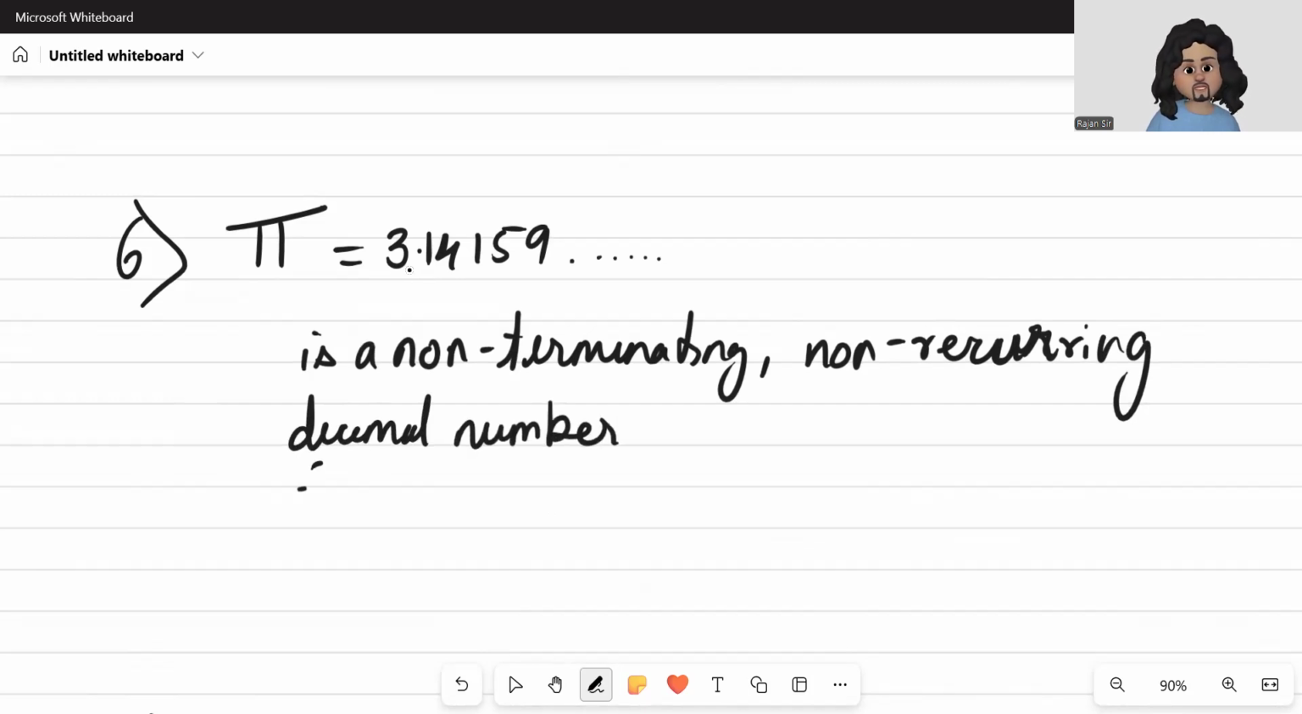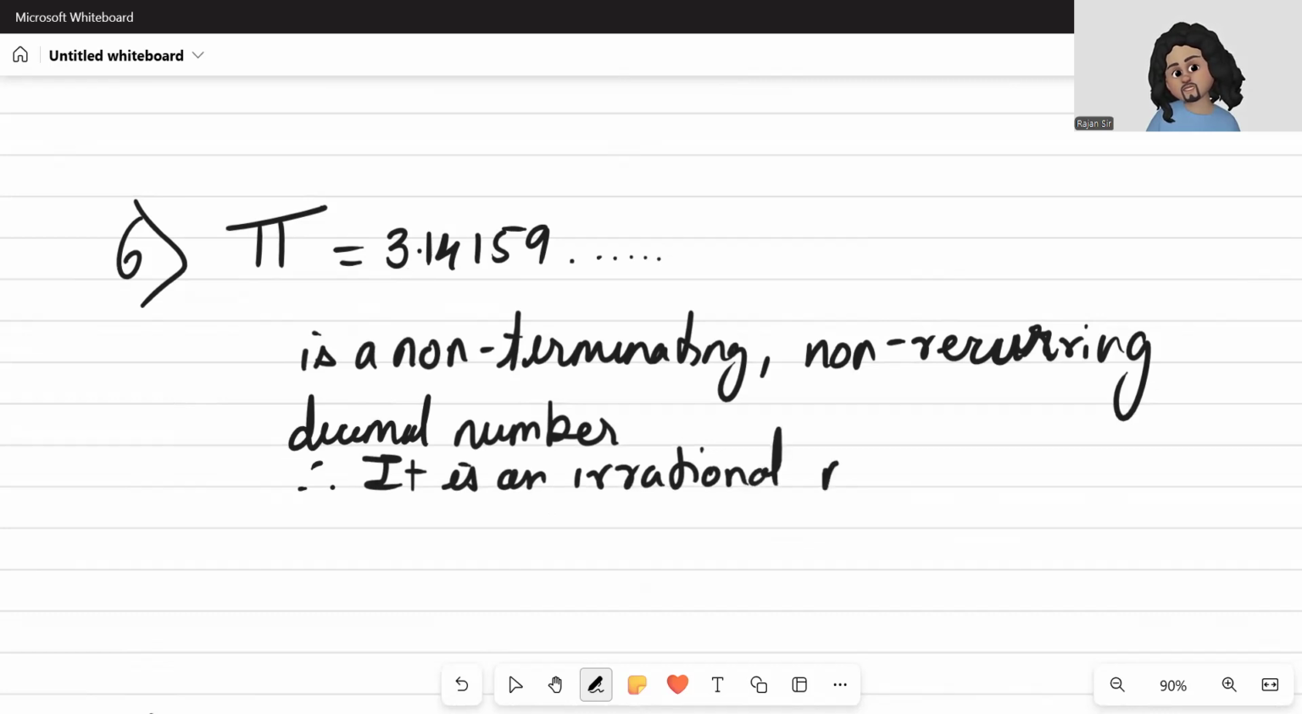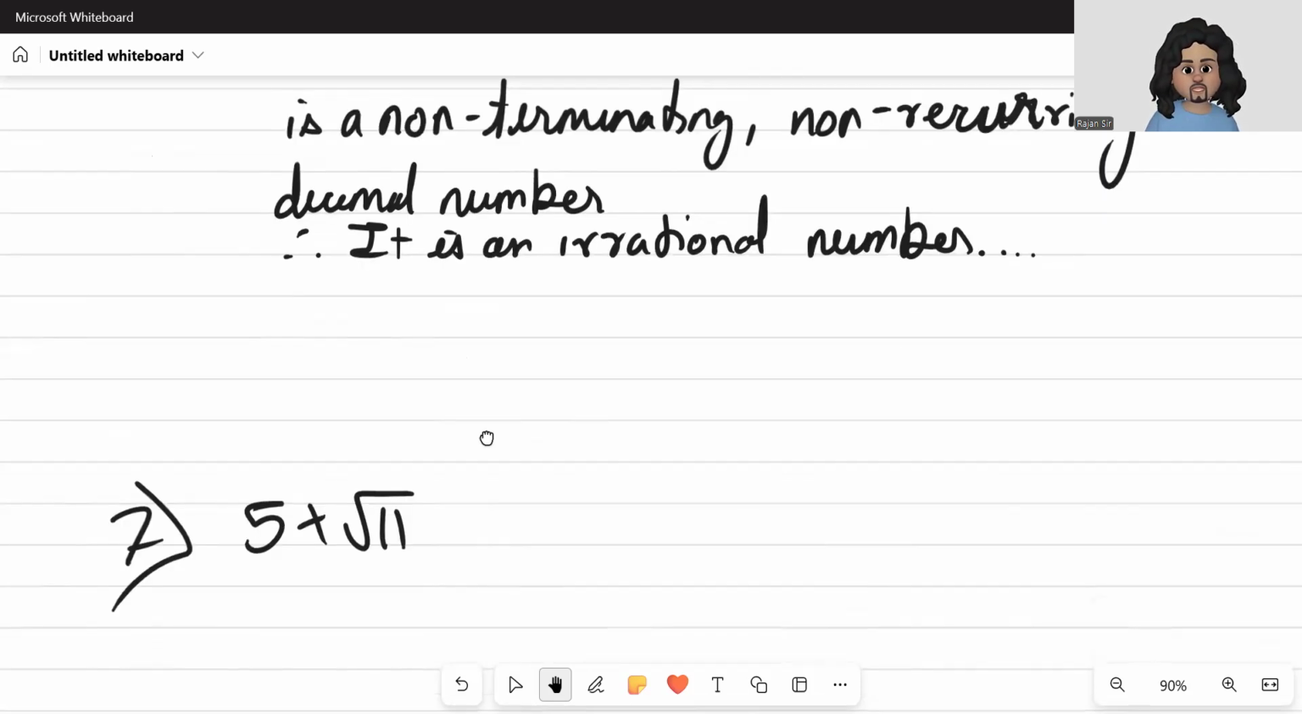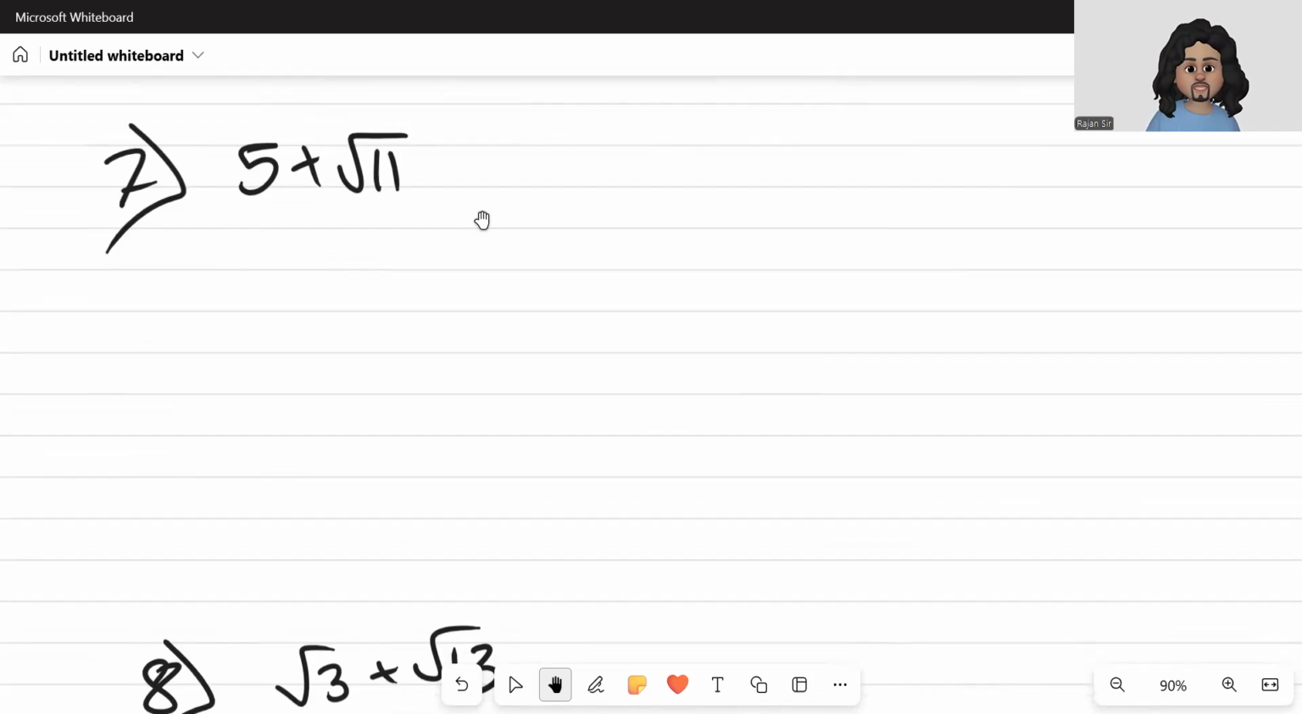Okay, therefore it is an irrational number. Okay, cool. So let's go to the next one. Don't worry, we have only 10 examples, so we are almost ending.